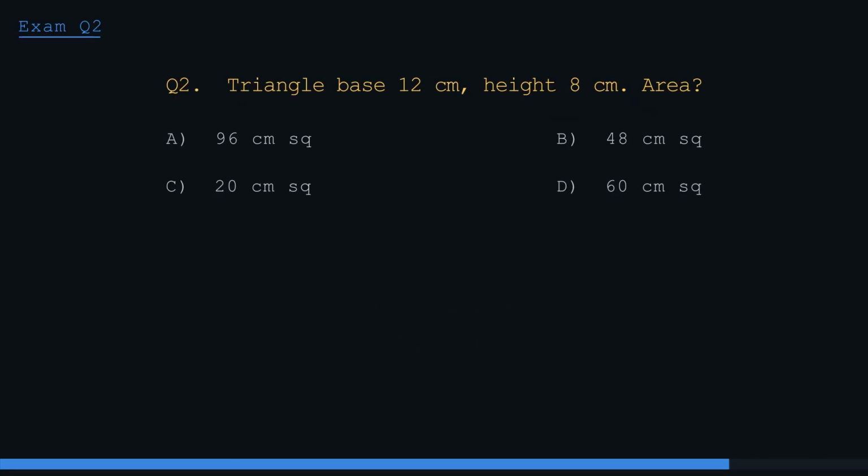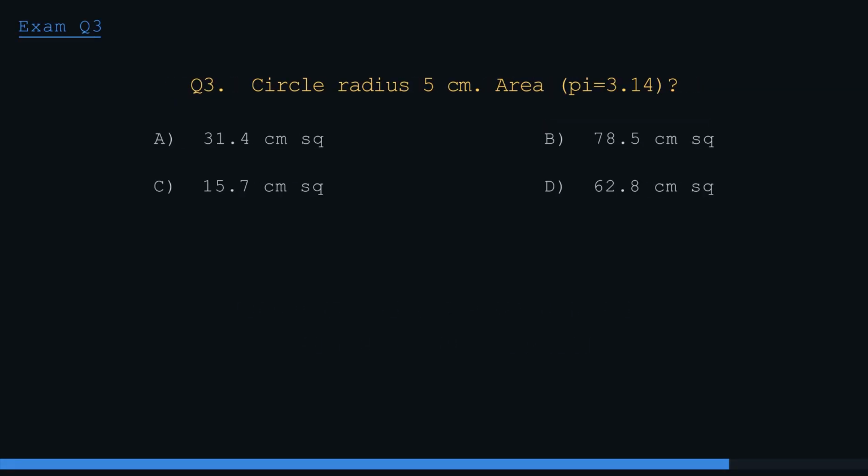Question 2. A triangle has a base of 12 centimeters and height of 8 centimeters. What is its area? Pause and choose your answer. The answer is B, 48 square centimeters. Base times height divided by 2. 12 times 8 is 96, divided by 2 is 48.